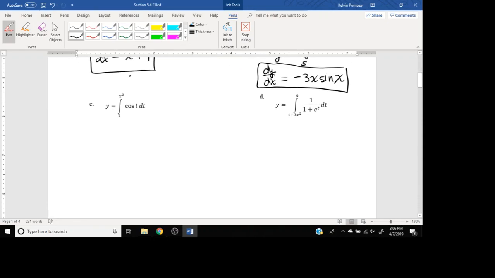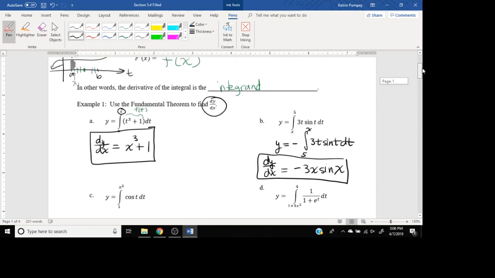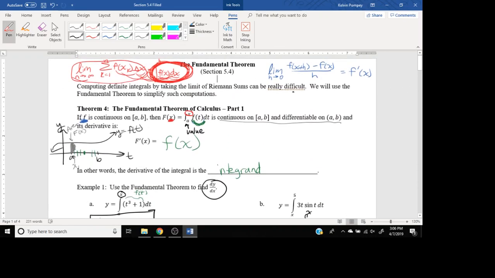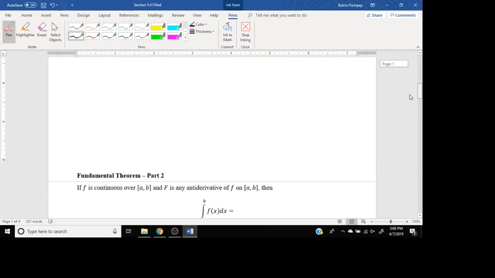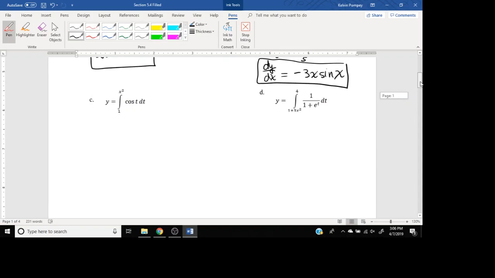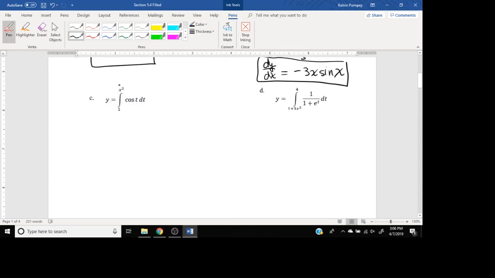All right, let's go to part C. It says y equals the integral from 1 to x squared of cosine of t dt. Well, notice when we go to our fundamental theorem, our fundamental theorem has just an x here. What do we see in part C? We see a function of x, all right? So the fundamental theorem doesn't apply exactly for this example.